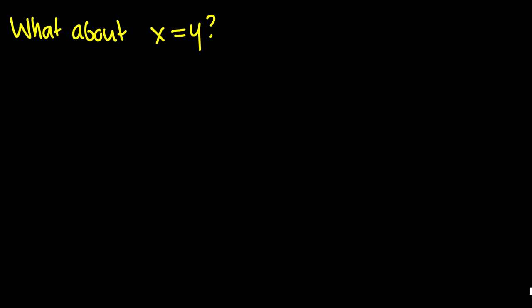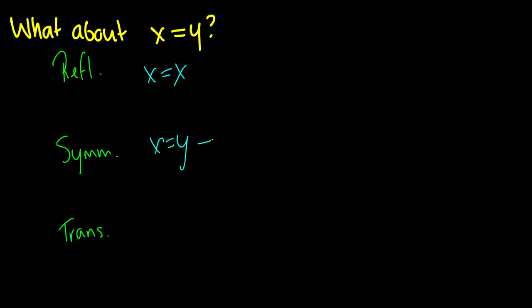x equal to y. Let's do the same thing: reflexivity, symmetry, and transitivity. Well, this one is very obvious, I think. We know that x is always going to be equal to x. If x is equal to y, then y is going to be equal to x by definition. And transitivity: if x is equal to y, and y is equal to z, then x is equal to z. So these three properties should be interesting and obvious.